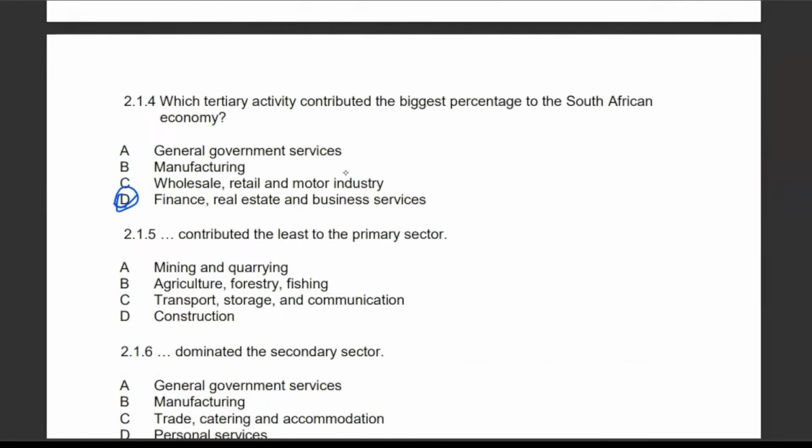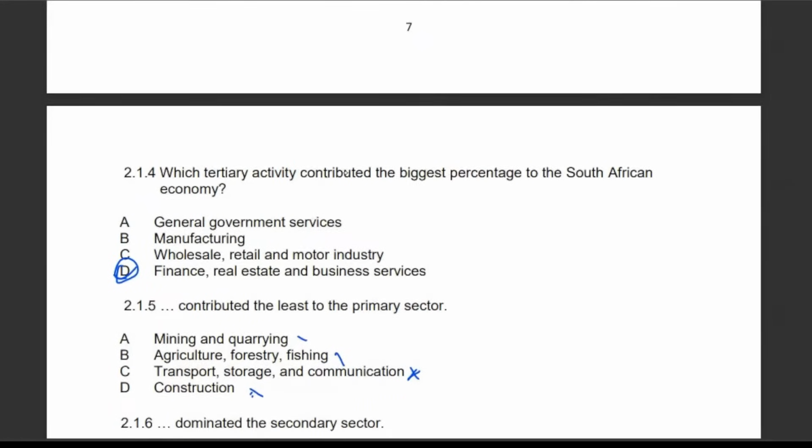Number 215. Dash contributed the least to the primary sector. We need to check. Mining and quarrying is primary. Agriculture and forestry is also primary. This is tertiary, it's out. This is construction, it's secondary, it's out. So we only need to check on these two, mining and quarrying, and agriculture, forestry and fishing. We check which one contributed the least between the two.